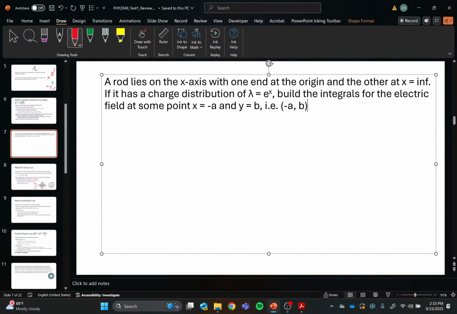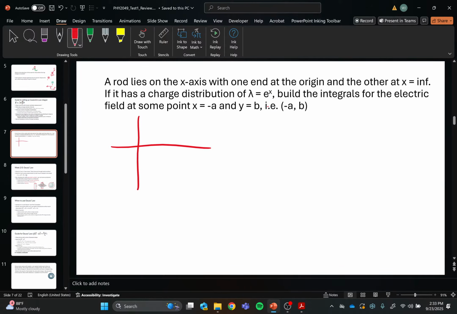So here's the first step. Draw your coordinate axis with your origin on it. That's going to be important. Where does my rod start? At the origin. So I start my rod here, and then I just make a line that goes infinitely to the right. I can't draw it infinitely long, so that's good enough. That's my rod of charge.